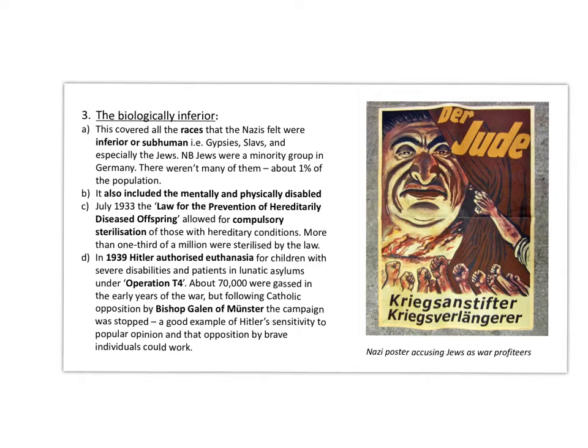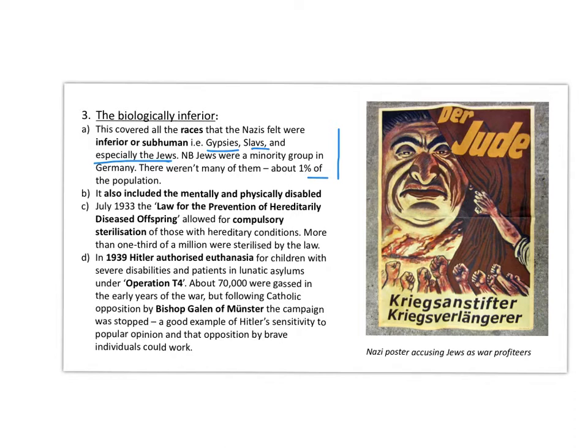Now again, Jews were part of a broader group. There were other Germans who fell into this category, such as gypsies, Slavs, people of Eastern European origin, but the hatred that Hitler felt towards the biologically inferior, which included broader groups such as gypsies and Slavs, was most fiercely directed against the 1% of Germans who were Jews. There's that figure, about 1% of the population.